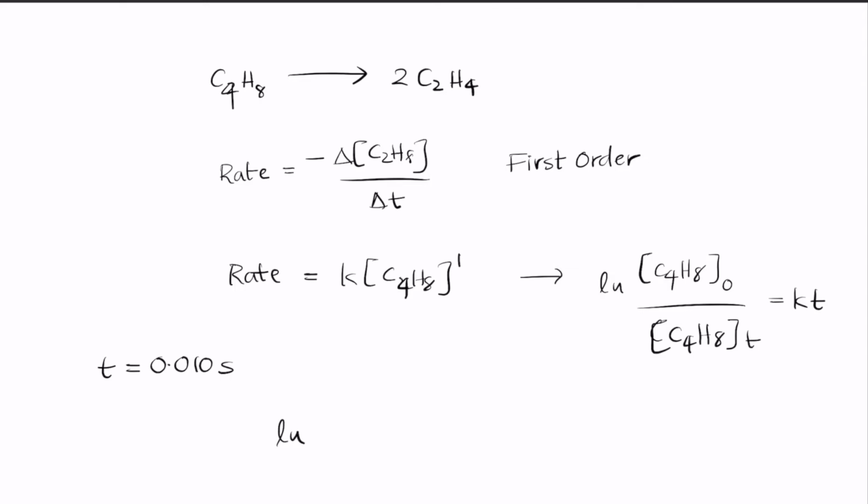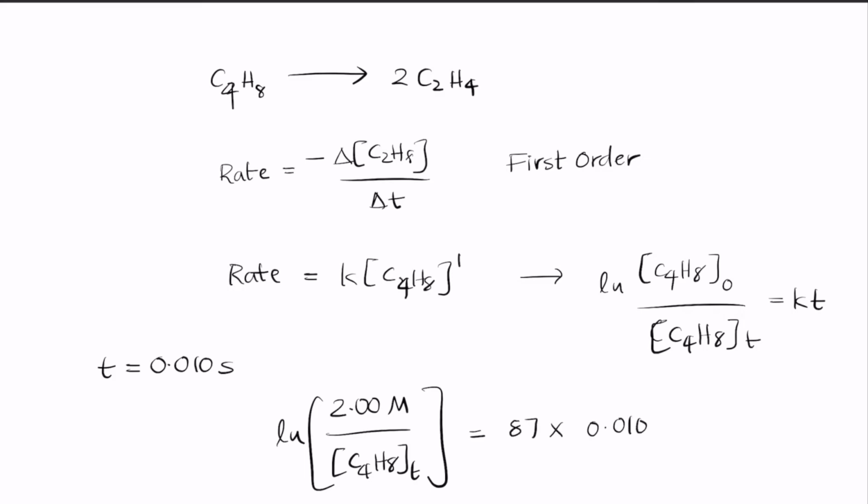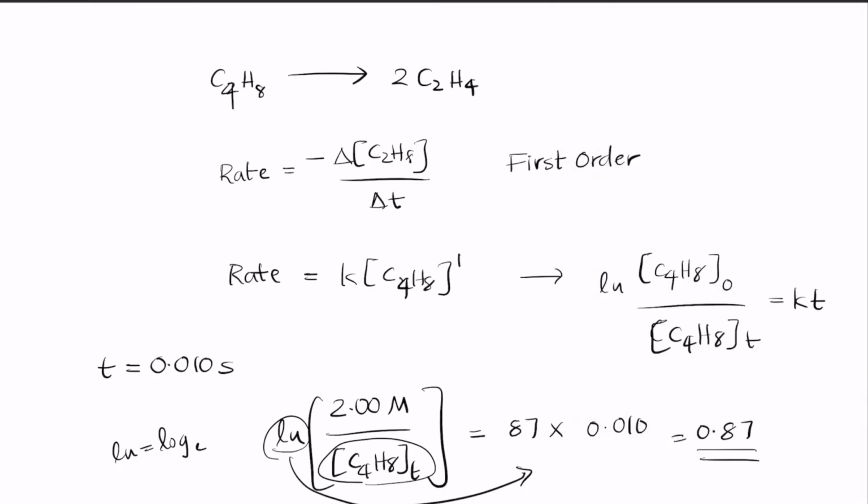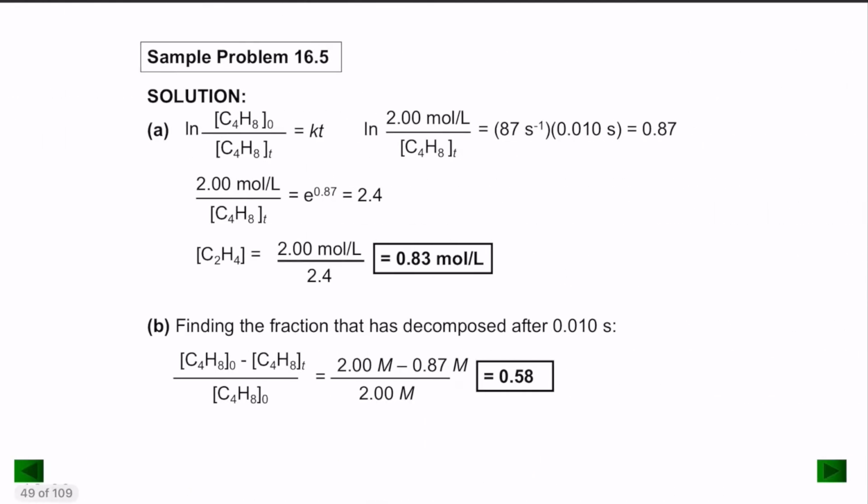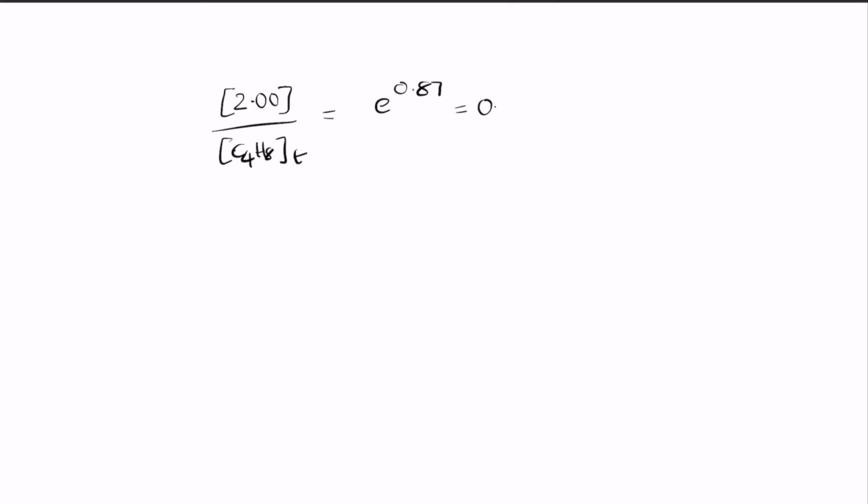So ln of the initial concentration, which is given as 2 molar, divided by C4H8 at time t, which we have to find, is equal to k, here given as 87 per second, times the time 0.010 second, which is going to be 0.87. Now we have to find this value here. Notice that ln is log base e, so when ln goes to the other side, it becomes e to the power. So 2 divided by C4H8 at time t is equal to e to the power 0.87. This value for e to the power 0.87 can be found as 2.4.